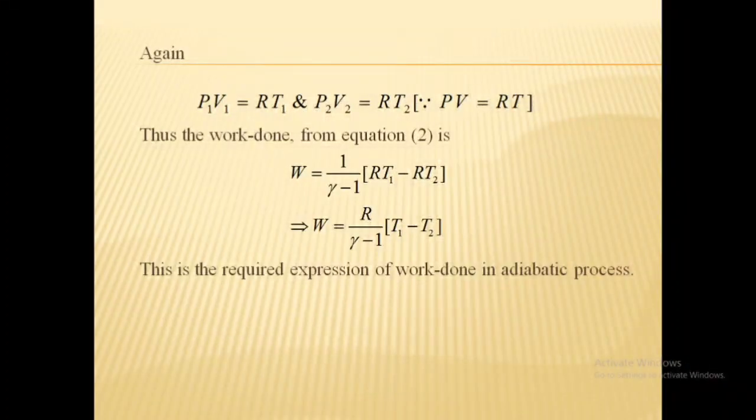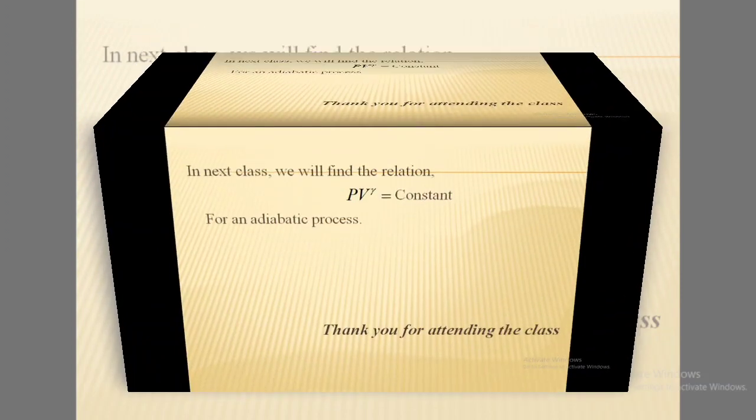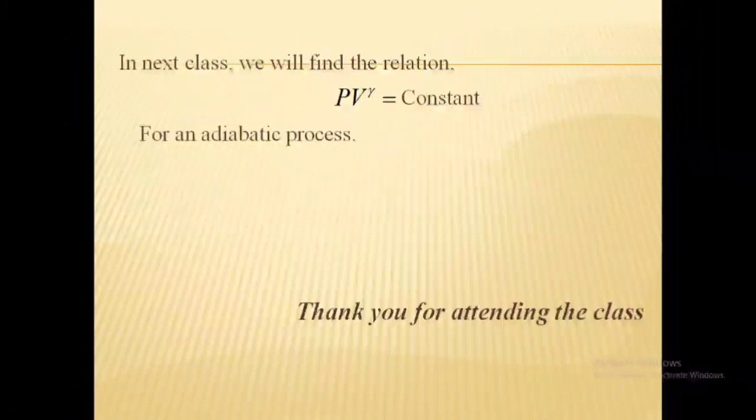These are the two topics we have discussed today: the expression of work done during isothermal process and the expression of work done during adiabatic process. In the next class, we will find the relation PV to the power gamma equal to constant for an adiabatic process.